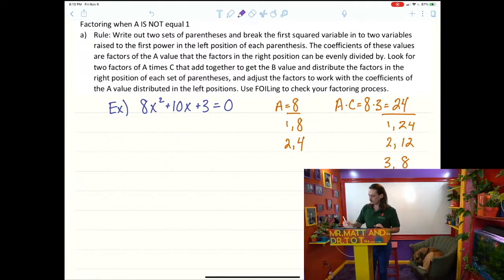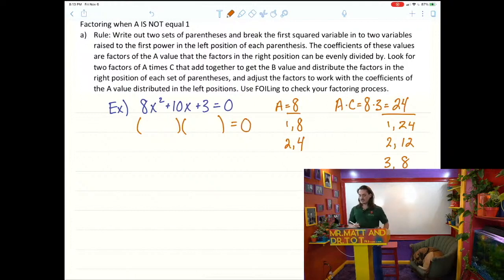So I'm going to split this guy into my parentheses. And now I need to distribute that 8x squared into the first position. I need to do that, though, considering the factors of a times c. So first I'm going to look at a times c. I need two factors in a times c that add together to get 10.